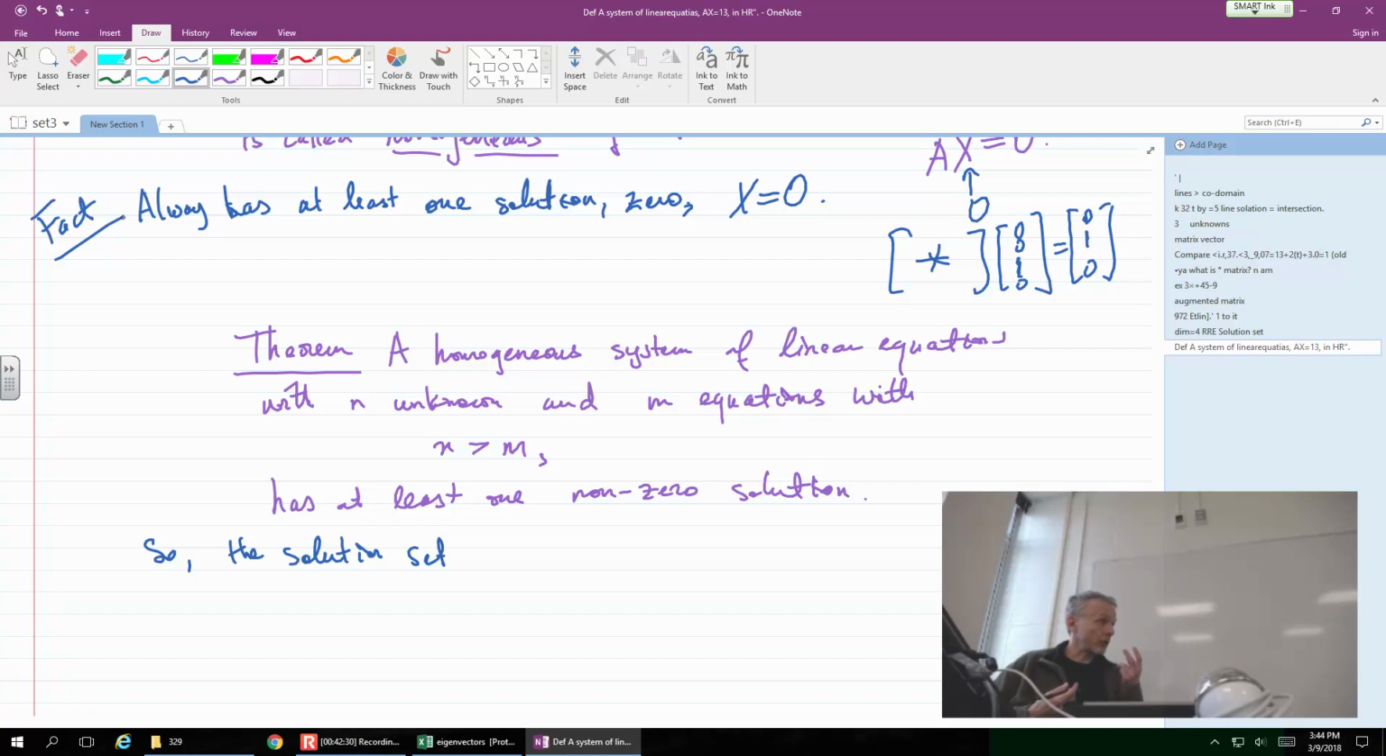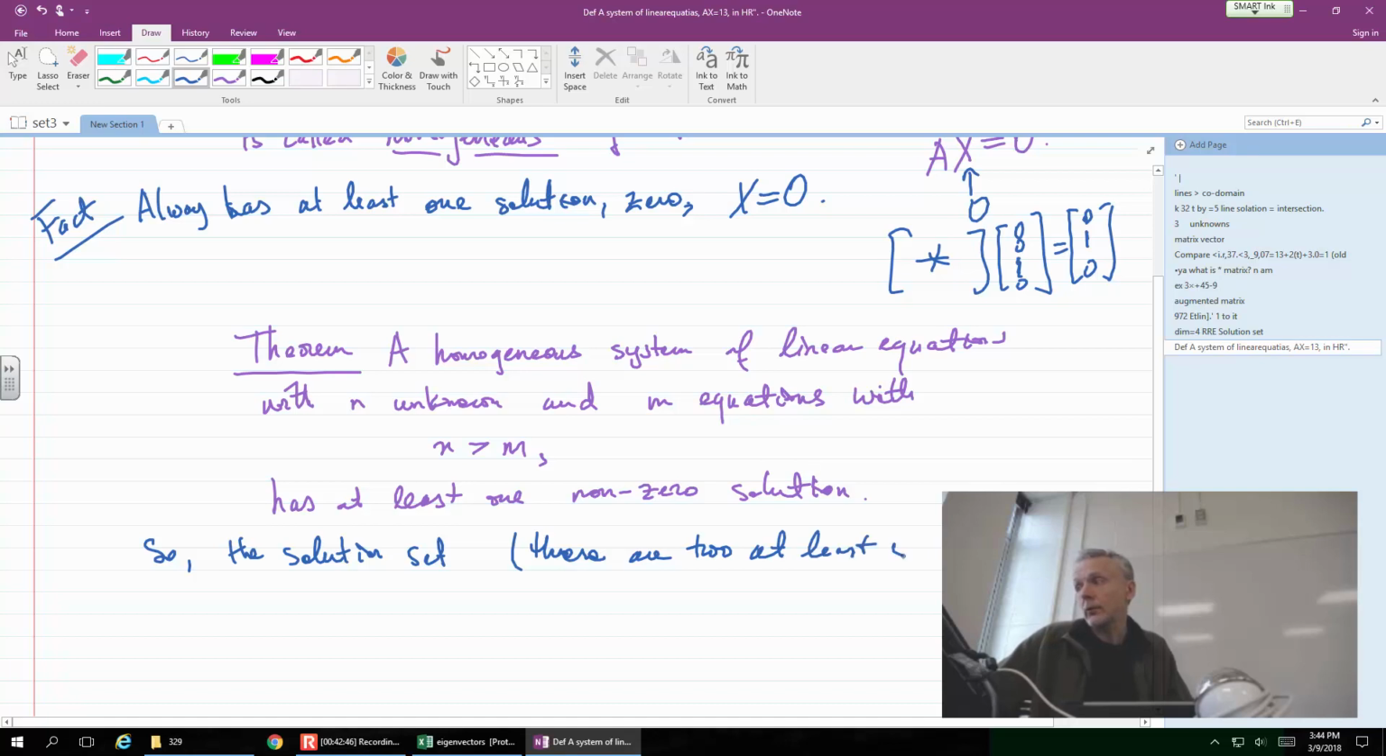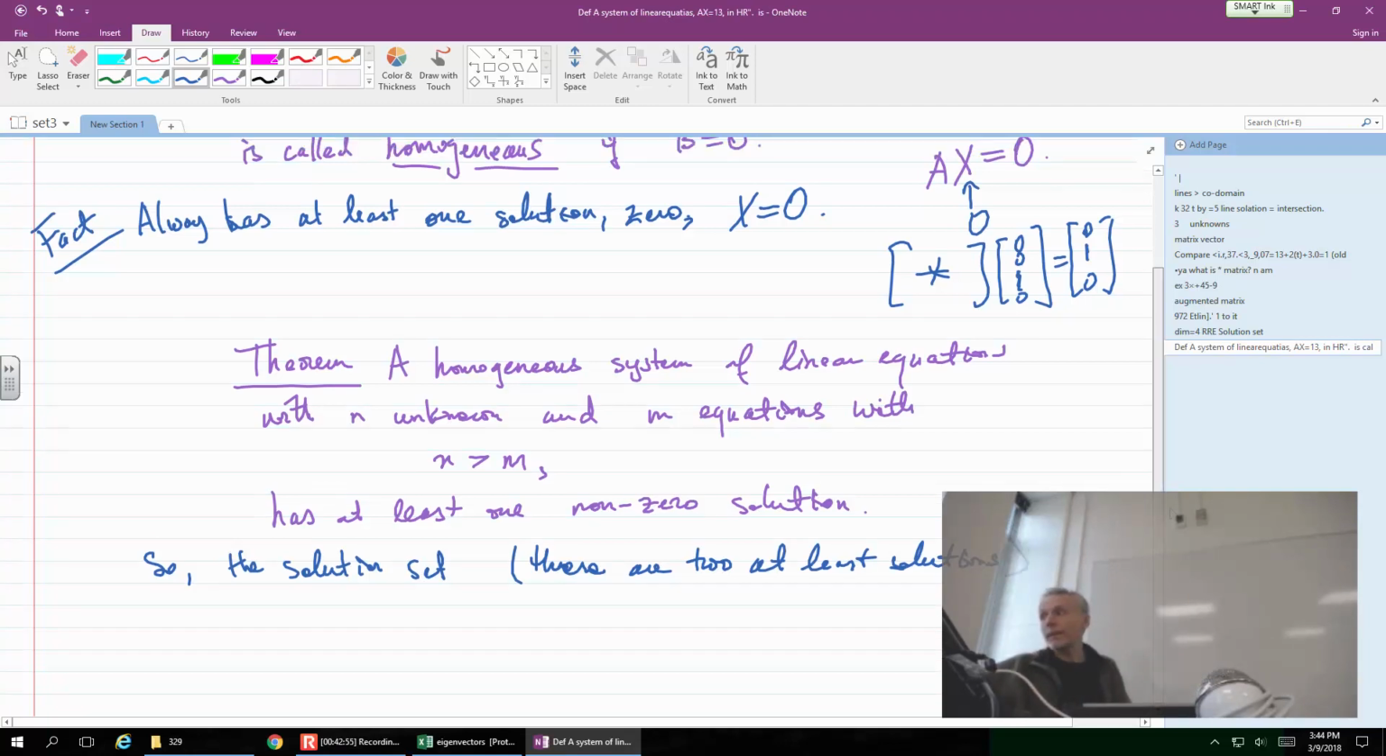Well, there are at least 2 solutions: 0 and that other vector. But we don't stop there. What's the conclusion? So there are at least 2, distinct solutions. So what does it tell you based on the previous discussion?